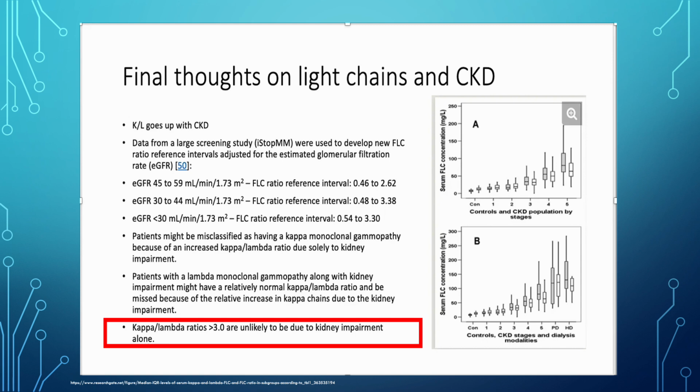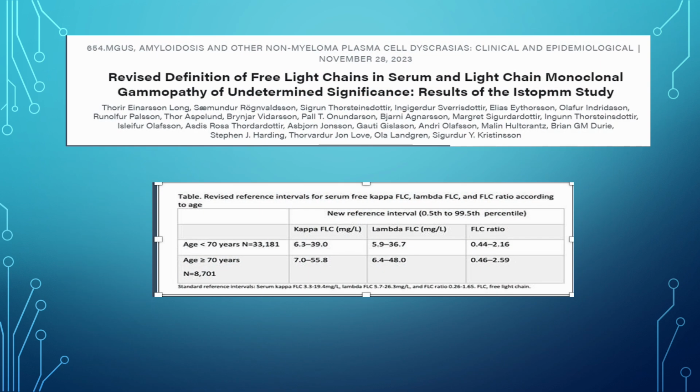So, kappa lambda ratios more than 3 are unlikely to be due to kidney impairment alone. And this is the iStopMM study, which was published in November 2023. There are revised reference intervals for the serum free kappa and free lambda light chains and the FLC ratio according to age now. They've added the factor of age, and as you can see in the table in front of you, for age less than 70 and more than or equal to 70, certain kappa and lambda free light chain and free light chain ratio intervals are given.